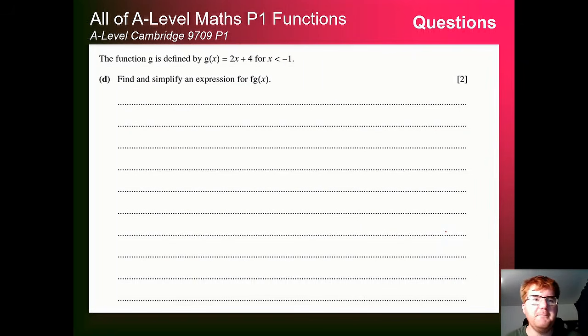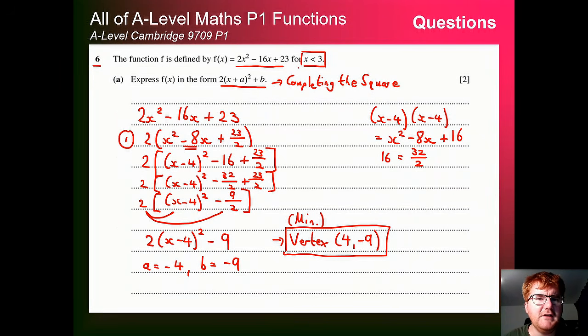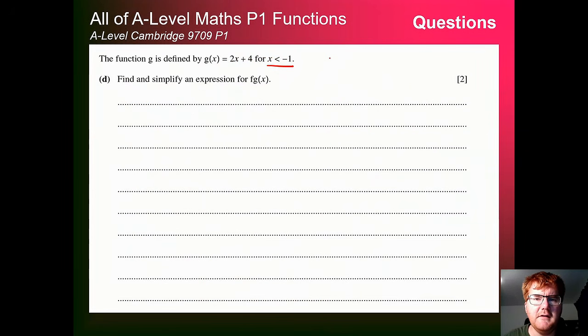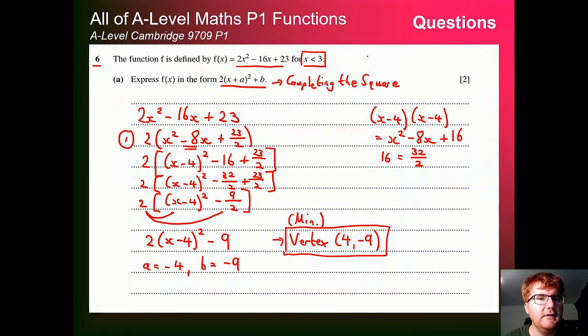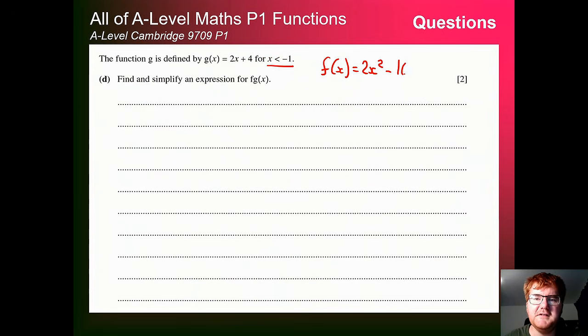Question D, however, is a bit more standard. So the function g is defined by g of x is equal to 2x plus 4, x is less than minus 1. And we need to find this composite function. Let me just write down the original function. So f of x is equal to 2x squared minus 16x plus 23. Again, as soon as we have a composite function, we're working from right to left.